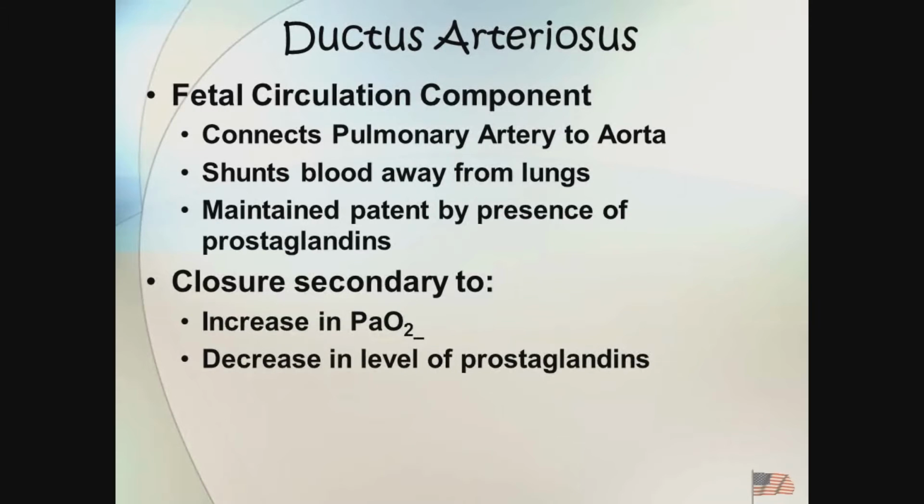What blood does not skip by the lungs by going through the foramen ovale into the left atrium and through the left ventricle and out through the aorta, that portion that does go through into the right ventricle predominantly moves then from the pulmonary artery into the aorta and again bypasses the lungs. It's maintained patent by the presence of these prostaglandins, and as that first breath happens, as the PaO2 rises, the level of circulating prostaglandins goes down and the closure begins.